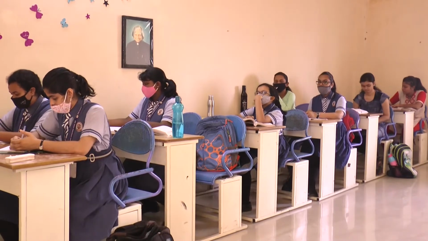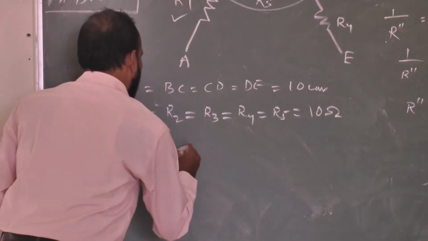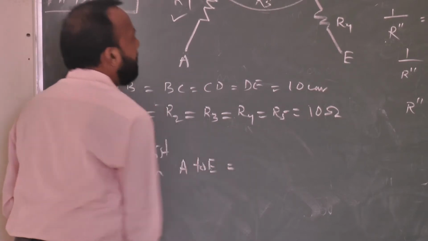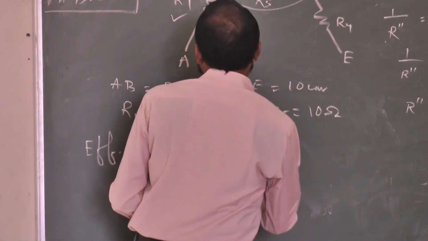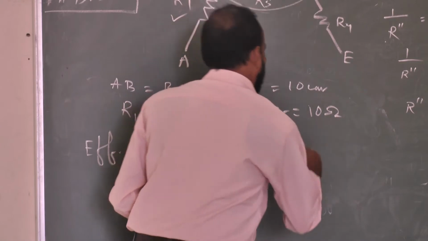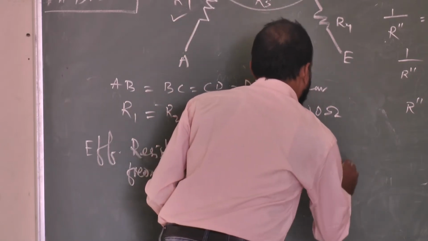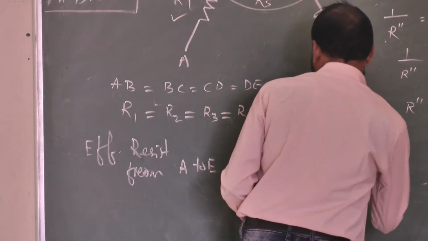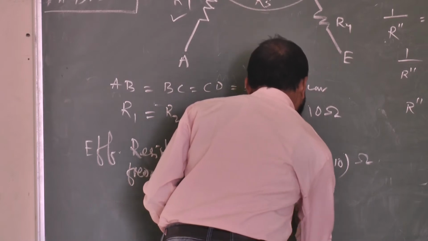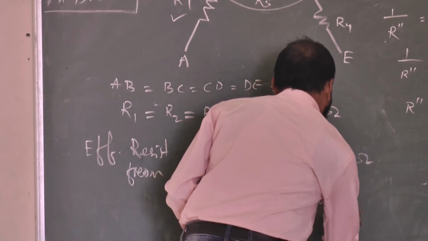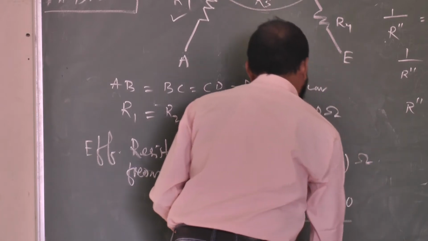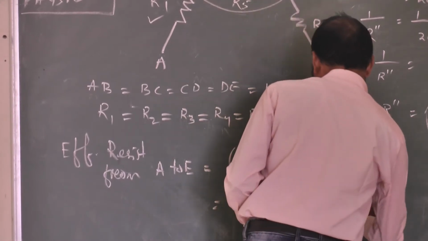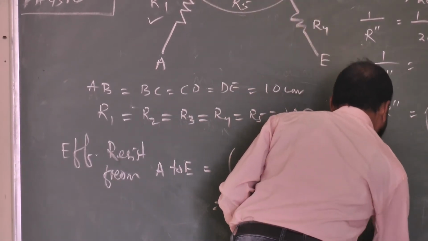The effective resistance from A to E is how much? This is now 10 ohm plus this 20 by 3 plus 10 ohm. Calculate it. How much will come? 30 plus 20 plus 30, all by 3. Right? 30, 30, 60, 80 by 3. How much will come? 80 by 3 ohm.